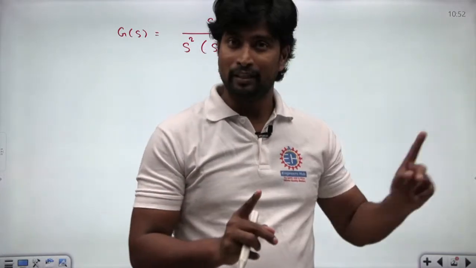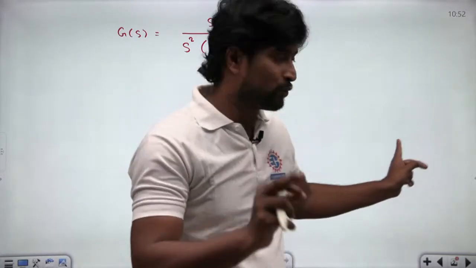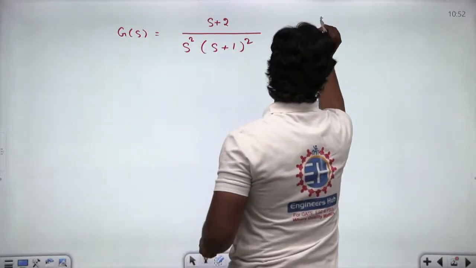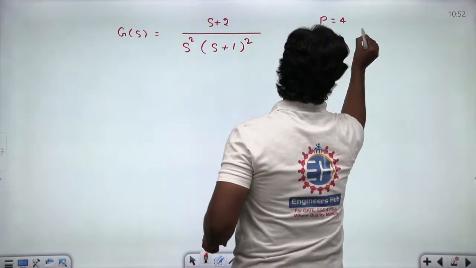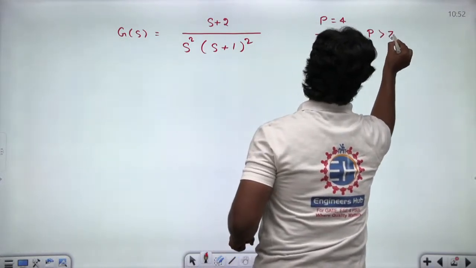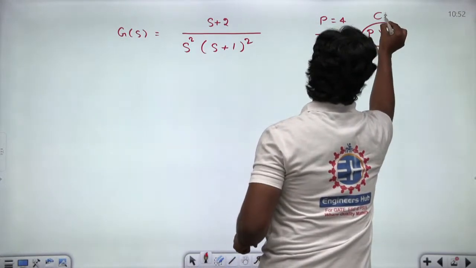Right? Check once. Here poles are dominating. There is no doubt. Why? Because how many poles are here? 4. And how many zeros are here? 1. So poles are dominating. Poles are dominating means damn sure this is what type of direction?